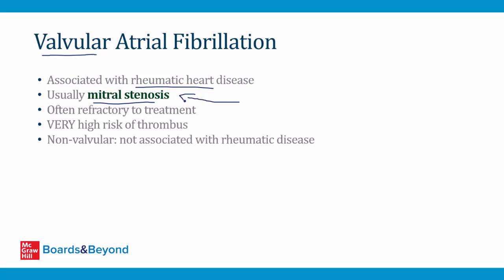stroke. This type of AFib is often refractory to treatment because the atria get big and dilated when patients have mitral stenosis, and there's a very high risk of thrombus. So most AFib is non-valvular, which means it's not associated with rheumatic heart disease, but you'll sometimes hear this term valvular atrial fibrillation, and what's shown on this slide is what it's referring to.